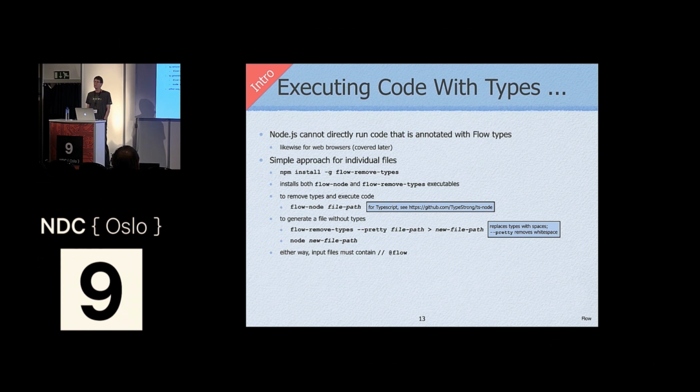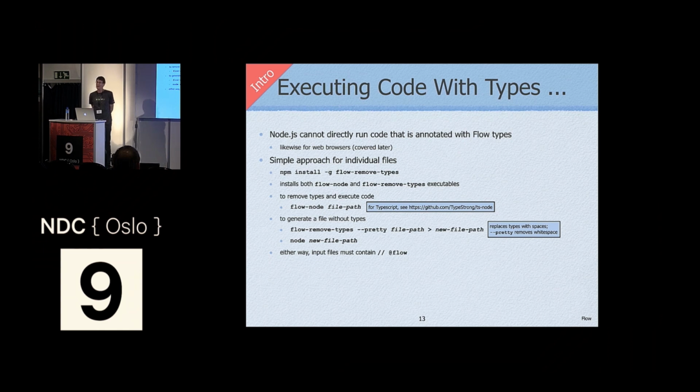And that's going to install two things for me, flow-node and flow-remove-types. The first one, flow-node, is just a replacement for the node command. And before it tries to execute your code, it removes the types. So that's real easy. And then the second one is when you actually want to generate a new source file that has the types removed. And so you run flow-remove-types and give it the file you want to run on and direct the output into some new file.